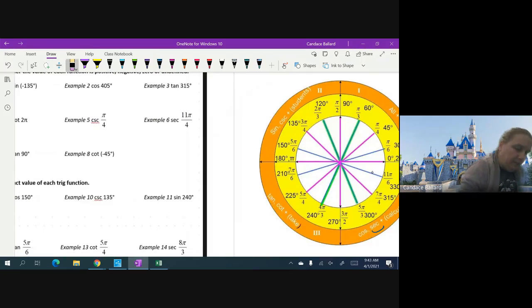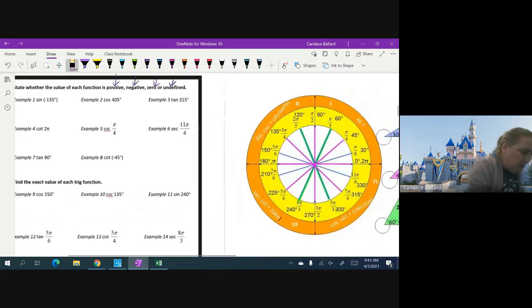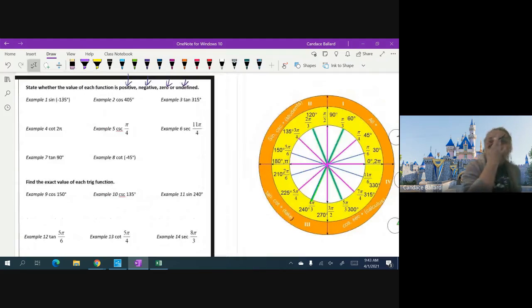Okay. So I'm going to zoom out so I can kind of see both at the same time. So sine of negative 135. Notice we have both degrees and radians. I need to figure out what negative 135 is coterminal with. I could try to count it backwards if I wanted, or I could subtract from 360. So I'm going to use subtract from 360. I'm going to do 360 minus 135, and that gets me 225 degrees.